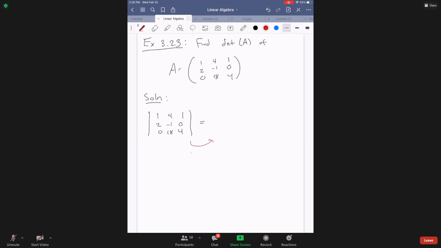To get rid of that 2, I'm just going to replace row 2 with row 2 minus 2 row 1. So this will give me 1, 4, 1, 0, -9, -2, 0, 18, 4. And remember, the determinant doesn't change if I take multiples of one row or another.